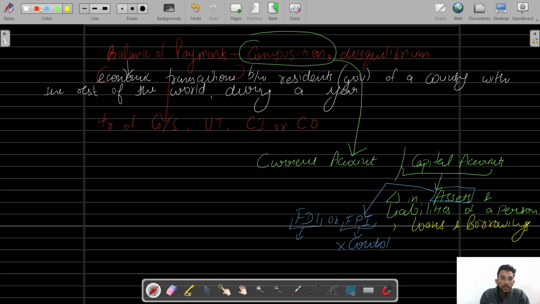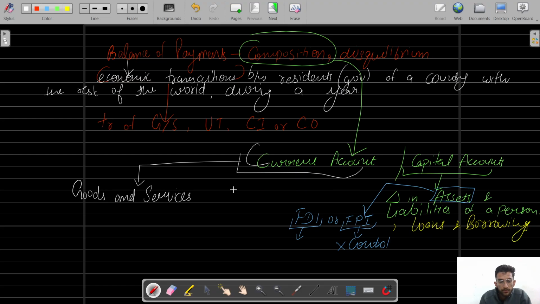In the current account, what we study is transactions of goods and services, and unilateral transfers.